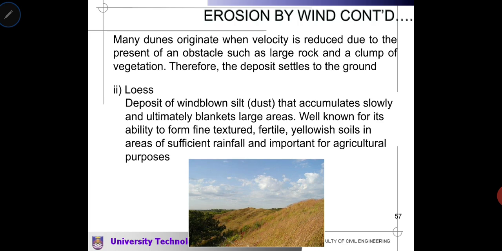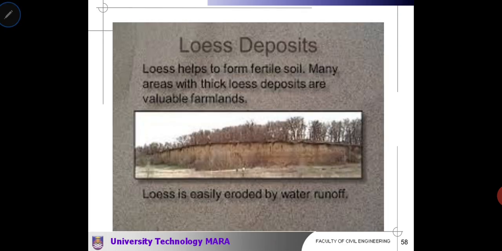And then you have loess. It is a deposit of wind-blown silt that accumulates slowly and ultimately blankets a large area. Okay, it is well known for its ability to form fine texture, fertile yellowish soil in areas of sufficient rainfall, and is important for agricultural purposes. So these are loess deposits. We like this kind of soil because it supports plant life.